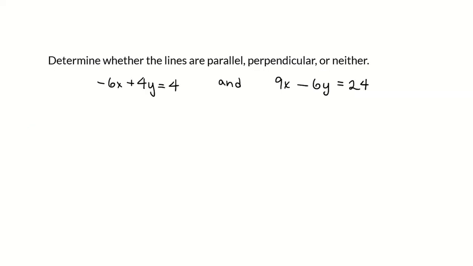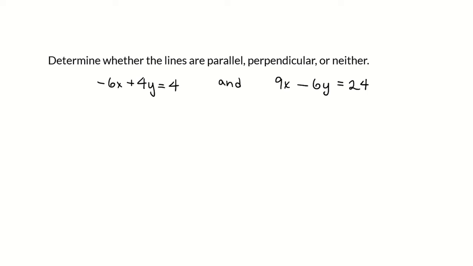Let's do an example of determining whether lines are parallel or perpendicular or neither. So given these two lines, to determine if they're parallel, perpendicular, or neither, we first need to know their slopes, because if they're parallel, they're going to have the same slope. If they're perpendicular, they're going to have opposite reciprocal slopes, and if they're neither, they're going to have neither one of those things. So to see the slopes, let's get these equations into slope-intercept form.